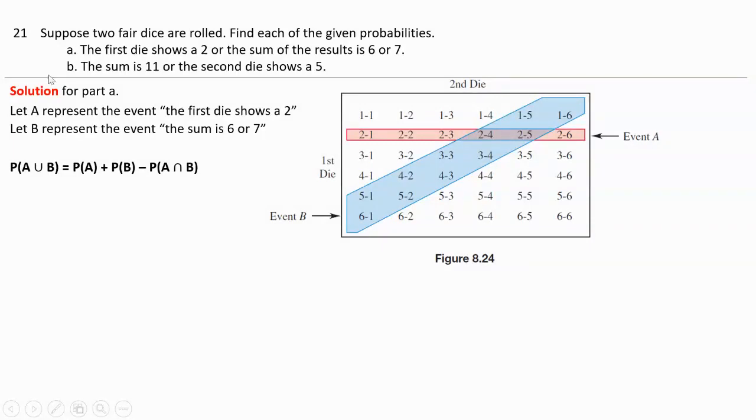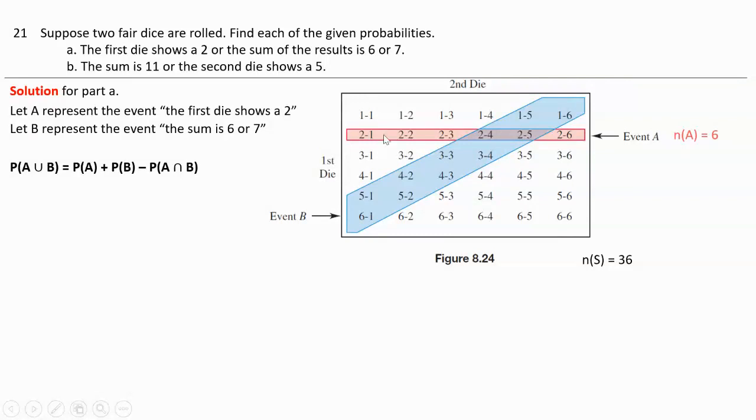Okay guys, the first one goes here. We're going to let A represent the event that the first die shows a 2, which would be this event here, and event B, that the sum is 6 or 7. The diagonal is 6, and these are 7. So event A is in red, and event B is in blue. We notice the sample space is 36.